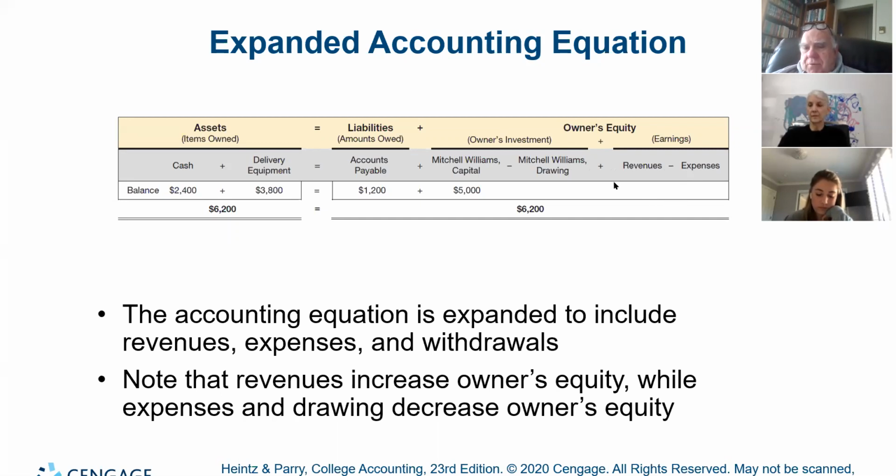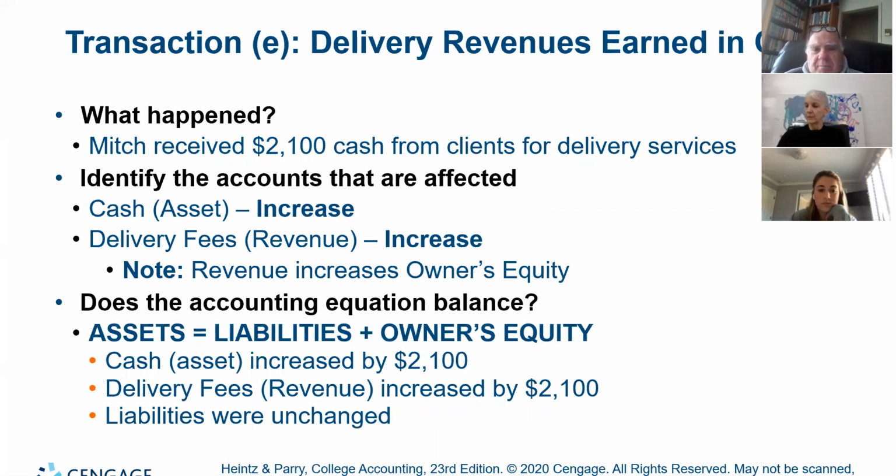And what you're going to learn is throughout the month, this equation is going to be filled out. And it's only at the very end of the month that we move these revenues, expenses over to the capital. So we've expanded it now with revenues, expenses, and withdrawals. Revenues increase ownership, and drawings and expenses do the opposite. Okay, so now we're going to start to get into some transactions that feed the income statement.